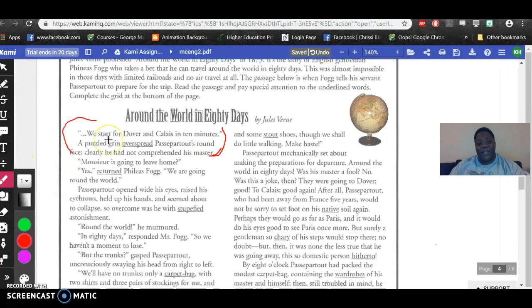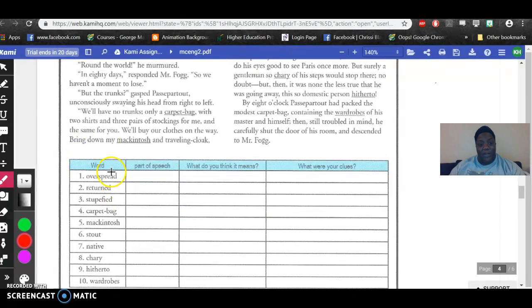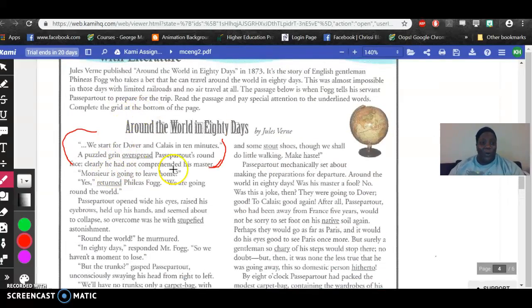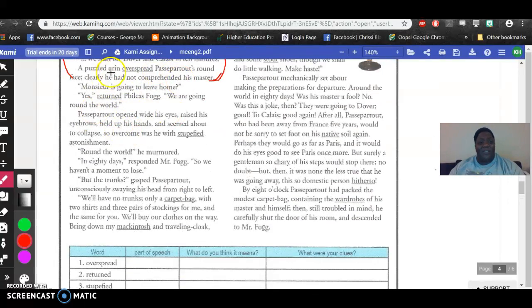Okay, so just from the context clue here, what do we think that overspread meant? For parts of speech, this is where you're going to tell me if it's a noun, verb, or adjective. I don't think you're going to have any other ones. Those should be the only three used for this part. So overspread, that's an adjective, because it's describing the grin that's on his face.